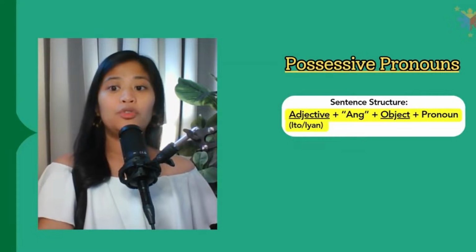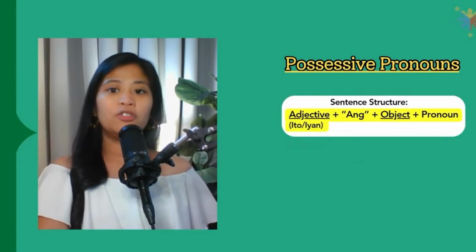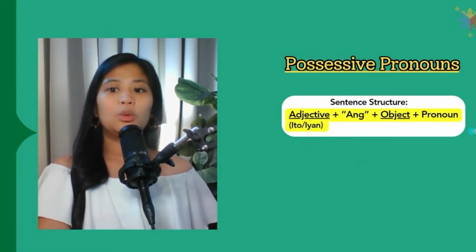So this is just a review of the sentence structure for using these pronouns. Usually it's the adjective first, or it could be the demonstrative pronoun ito, iyan. Then it's the word ang, and then it's the object, and then it's the pronoun.